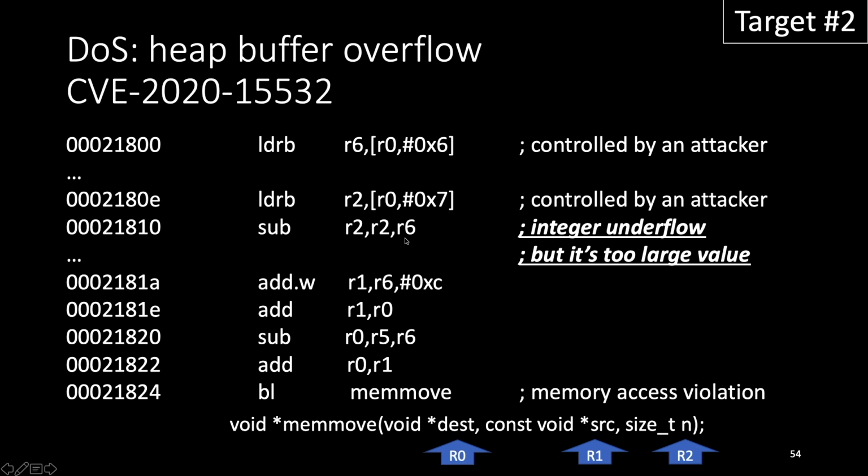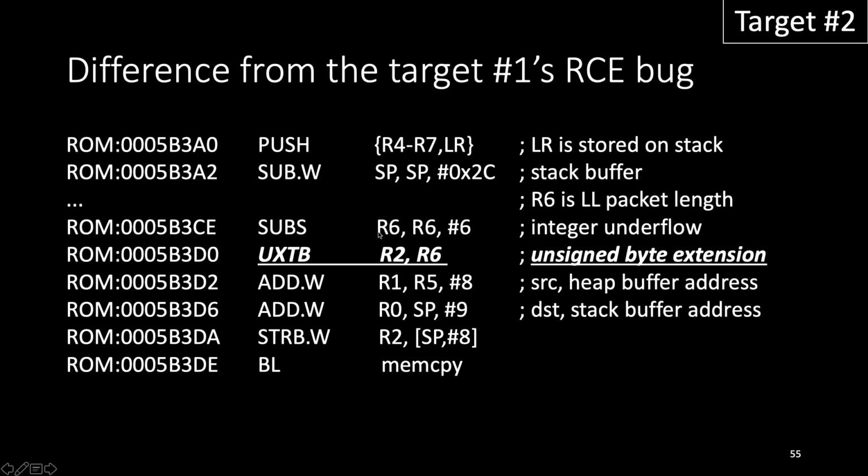This R2 and R6, we have a length value that the attacker can control. And since there is an integer underflow, the R2 value will become a really big number. But the difference from the previous bug is, in the previous bug, there was an unsigned byte extension, because of which this really big 4-byte number becomes just 1 byte.